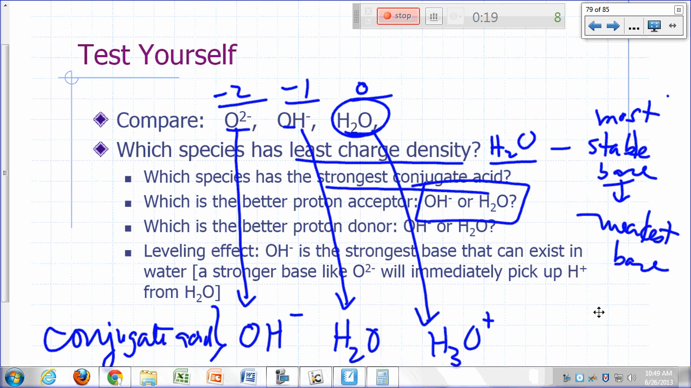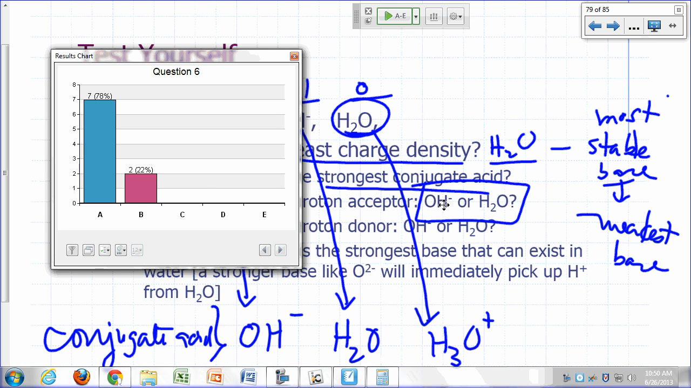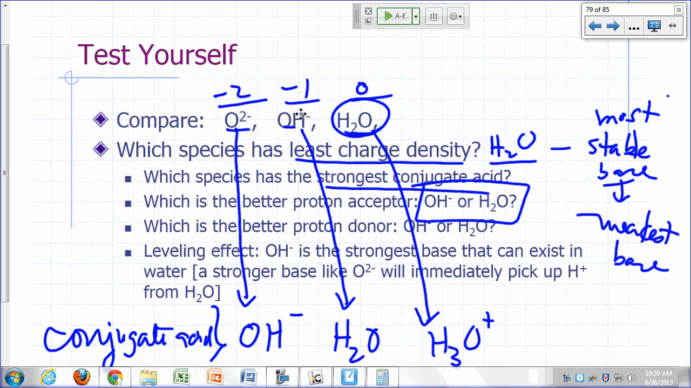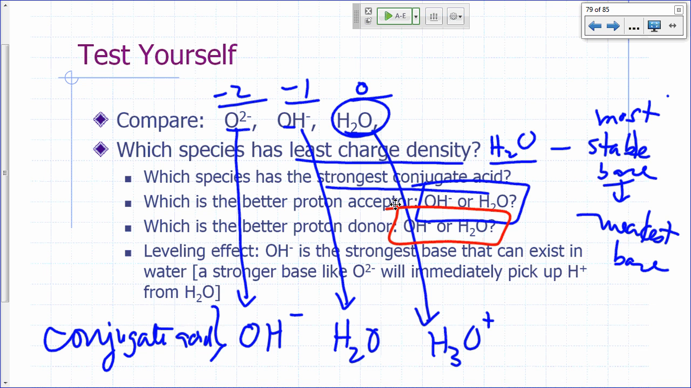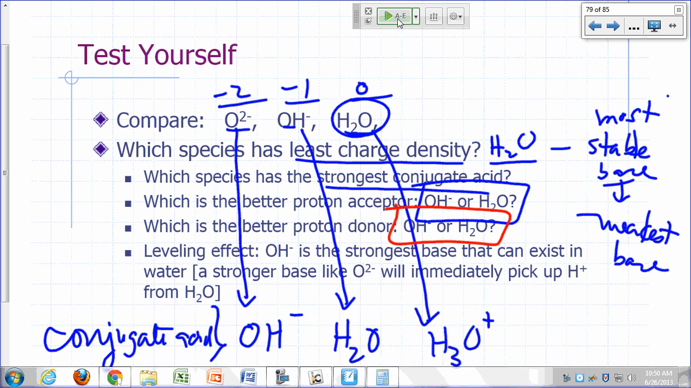Okay, so the correct answer. This is essentially asking which one's a better base, right? Which one's a stronger base? And a stronger base would be hydroxide. The least stable base is the one that's more likely to accept a proton. Okay, so which one's the better proton donor? Hydroxide or H2O?